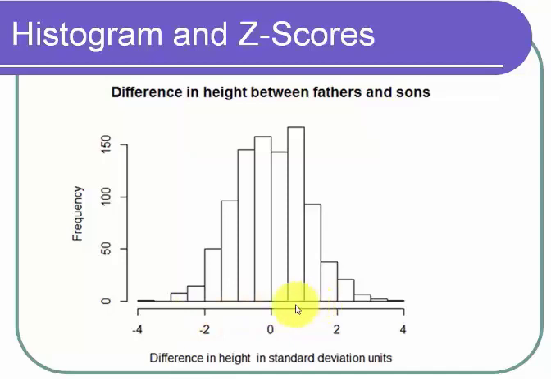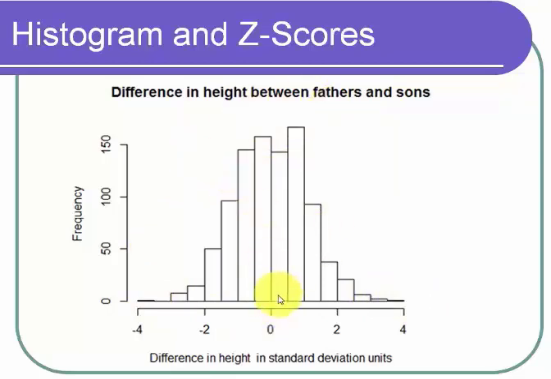Notice a few things. One is we can look at the histogram and we can see that it looks pretty symmetric. It looks like there were a lot of z-scores near 0, not so many far away. That's typical when you're talking about z-scores.